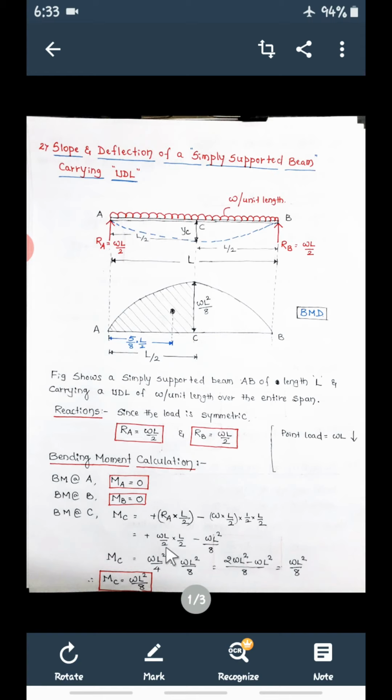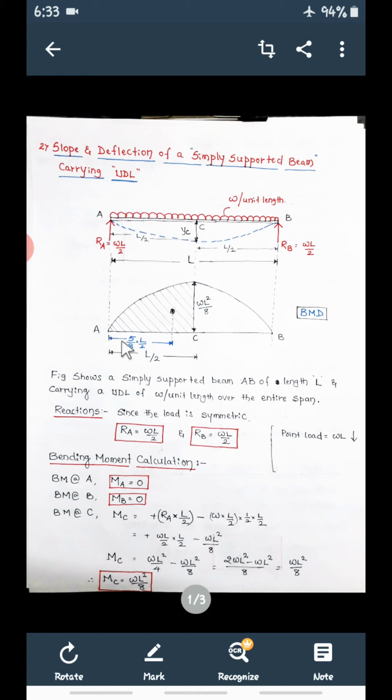Now substitute the RA value. RA is WL by 2. So WL by 2 into L by 2 minus, it is WL square, this is L by 2 and half, so WL square divided by 8. If you take the LCM, finally we get bending moment at C is equal to WL square by 8. MC is equal to WL square by 8. Now with these ordinates, draw the bending moment diagram.